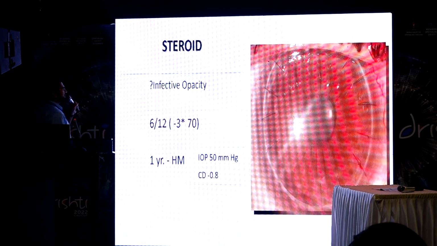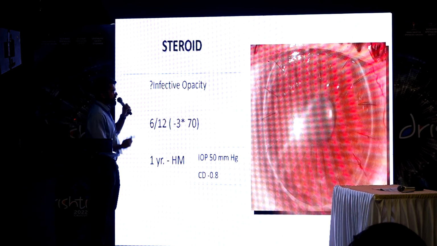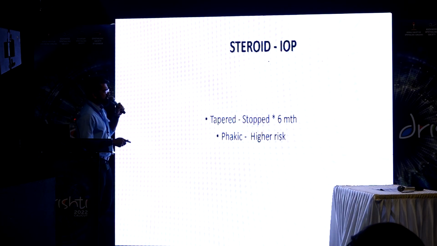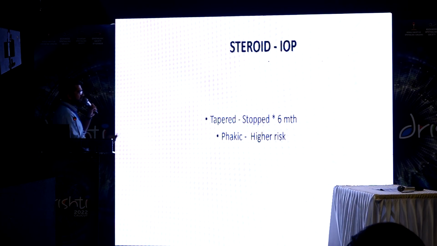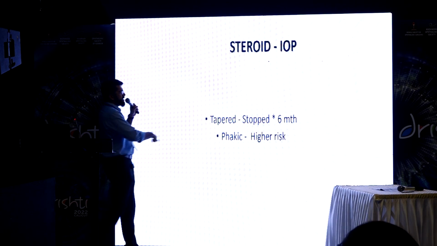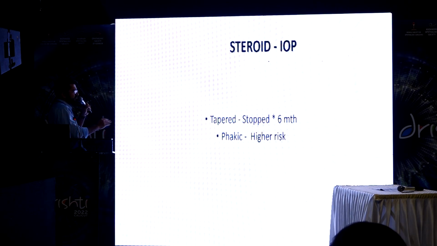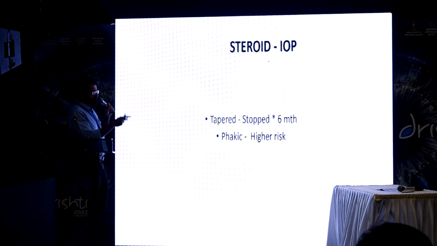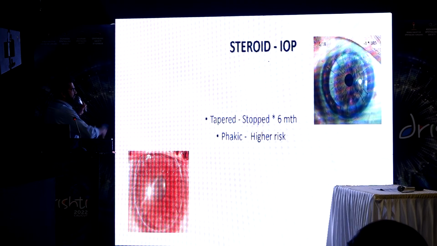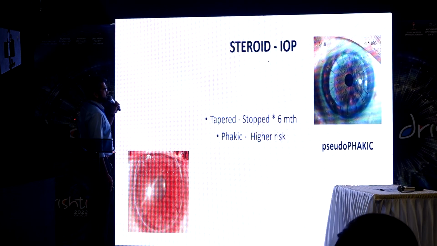So here the villain was steroid. So when a patient comes to you, make sure, is he on steroids, how many months has it been. So usually we stop it by the 6th month, tapering it gradually, and if the patient is phakic, there is a higher risk of IOP, but if it's pseudophakic, there are lesser chances. We may even continue once a day for a year as well. So it depends on whether the patient is phakic or pseudophakic.